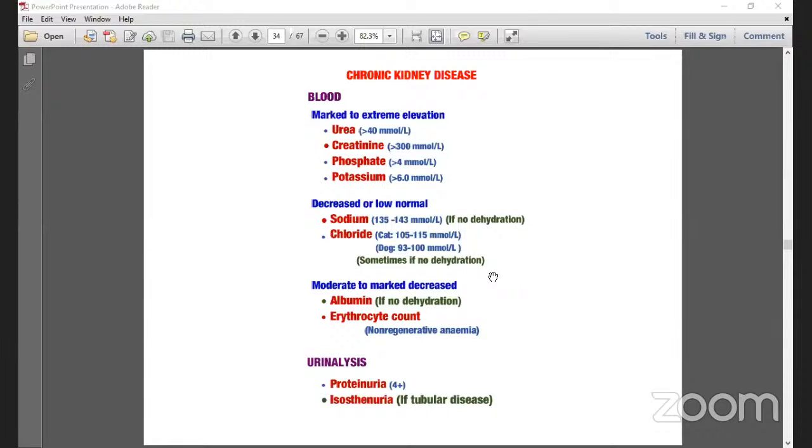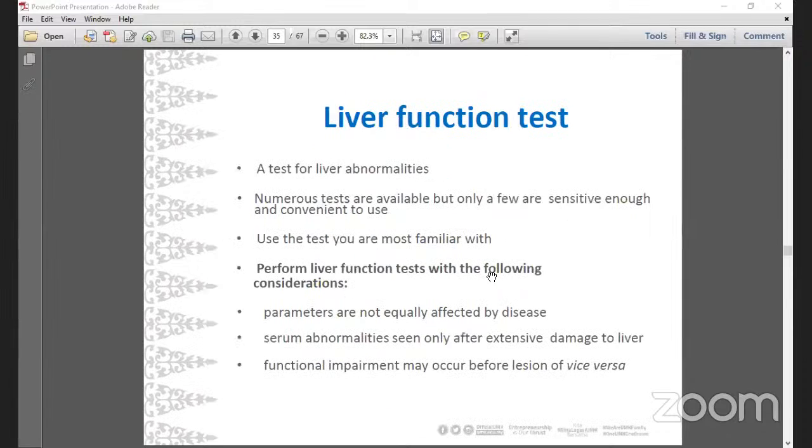Okay, next. Okay, now I move to the liver function test. So the liver function test can test for the liver abnormality. And there are numerous tests available, but only a few are sensitive and convenient. In terms of the liver function test, we are familiar with the liver enzymes, bilirubin, and also the albumin parameters.